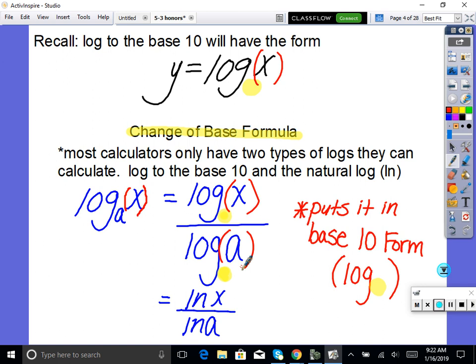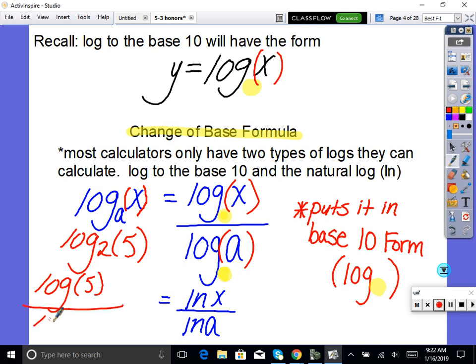So you can take something of this caliber. For example, if I have log to the base 2 of 5, I can literally rewrite it as log of 5 divided by log of 2. Now look why that might be useful. You can't type that into your calculator, but you can type this in, can't you? You take log of 5 divided by log of 2. Does that make sense, everybody? It changes them so that they both have the same base 10.